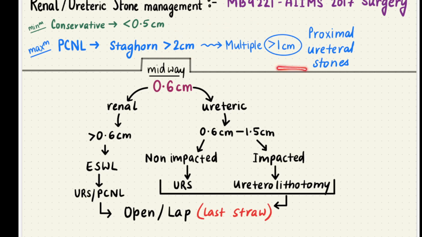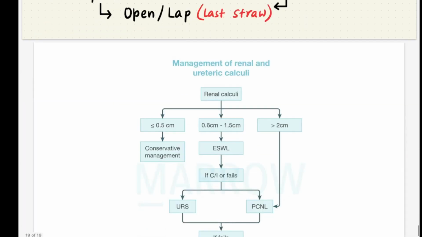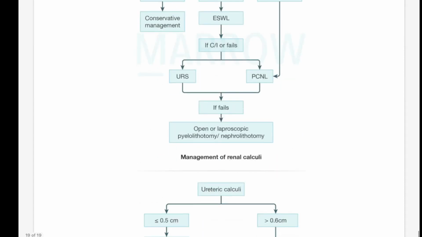And one more thing you add here, that is proximal ureteral stones. So proximal ureteral stones, you can understand, are closer to the kidney. So that's why they are treated that way. So if you remember just these two things, then you have a lot done. You don't have to remember all of this as well. If you remember these two things, a lot is done.